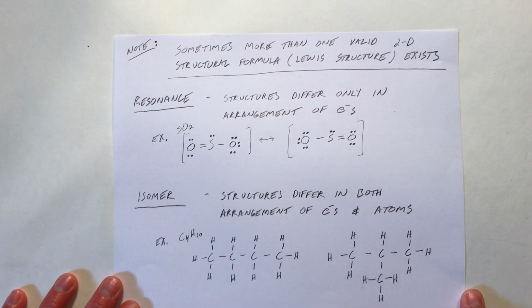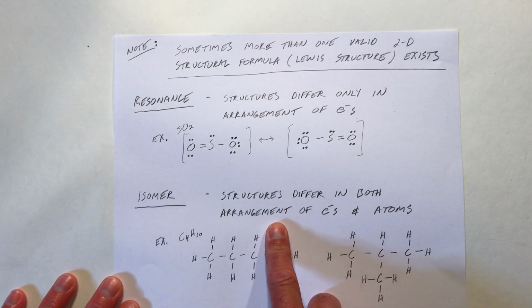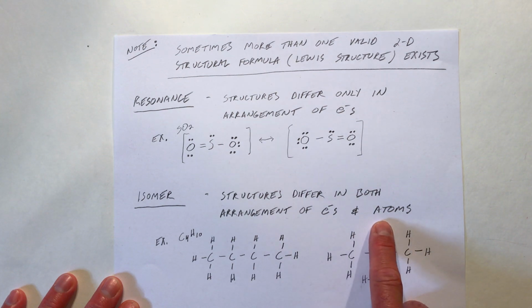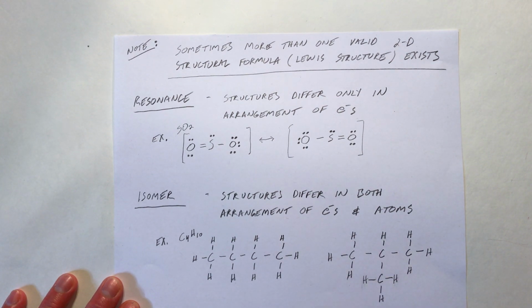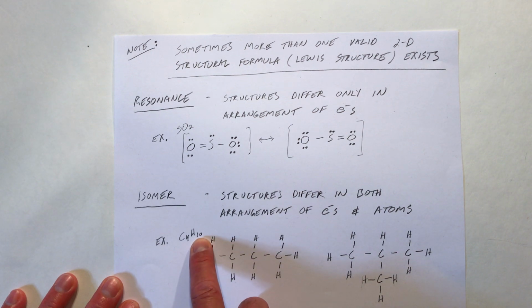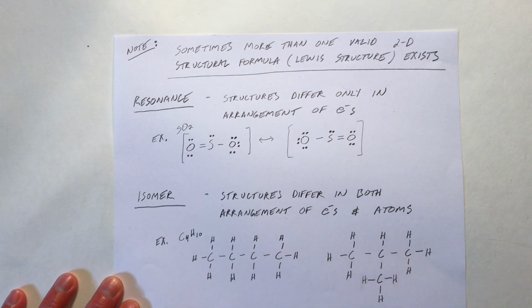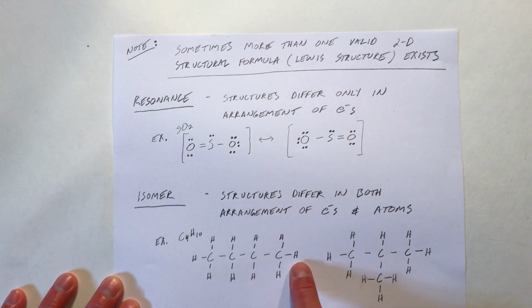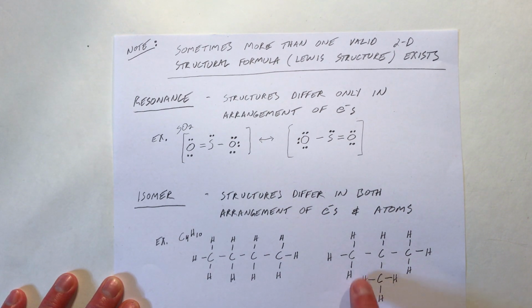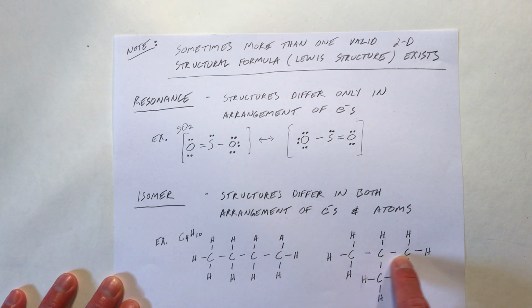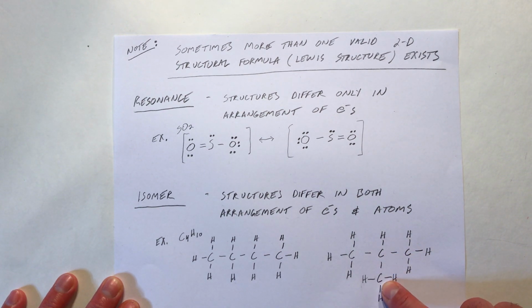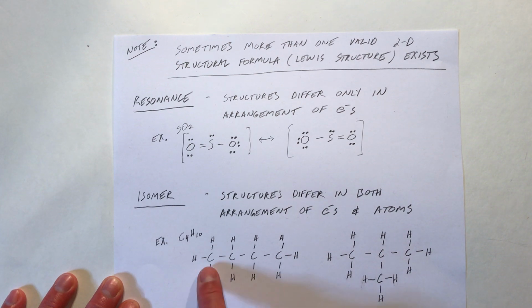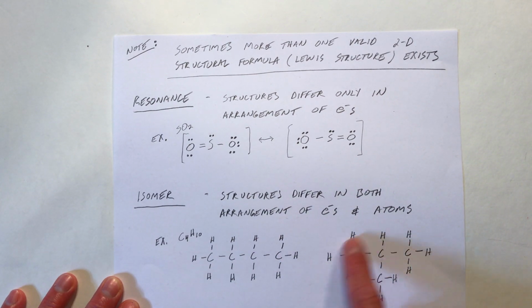Another possibility where there's more than one valid two-dimensional structural formula is when the structures differ in both the arrangement of electrons and the arrangement of the atoms. So consider this is C4H10. Organic chemists would call that butane. If you have all of the carbons bonded in a row, that's one form of butane, C4H10. And another form would be if you have the carbons bonded with 3 in a row and then one branched carbon coming off there. You can count them up. There are 4 carbons and 10 hydrogens in either one of these structures.